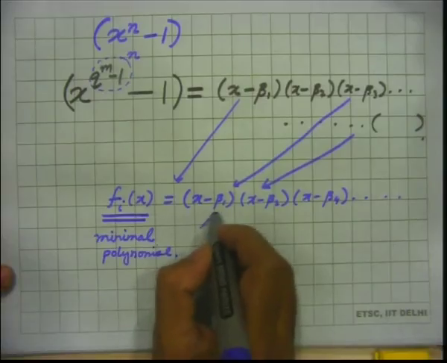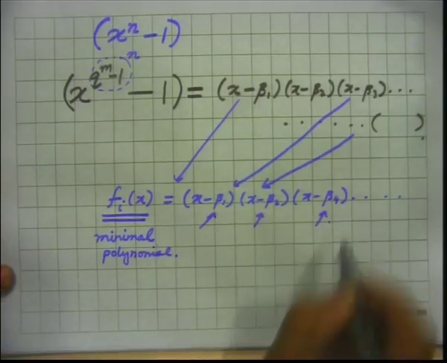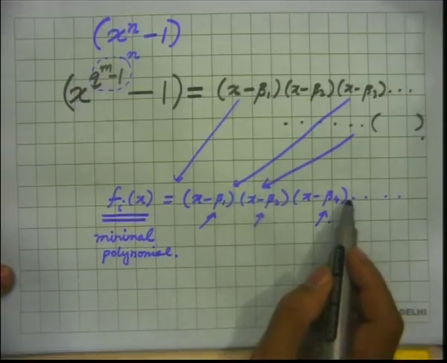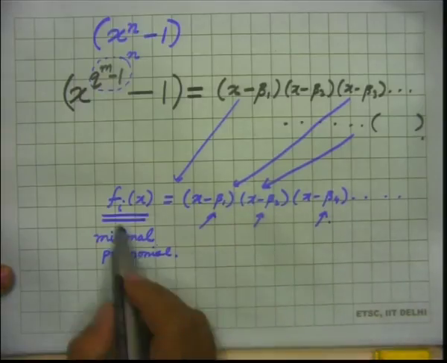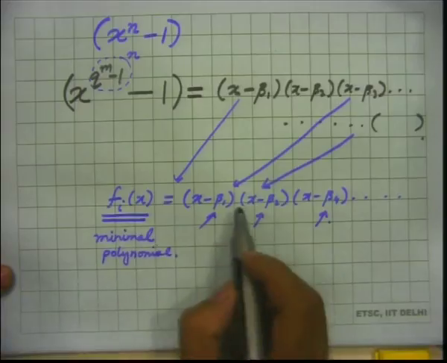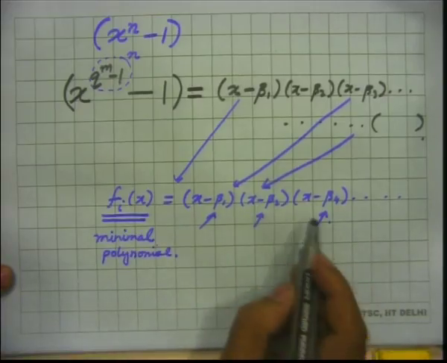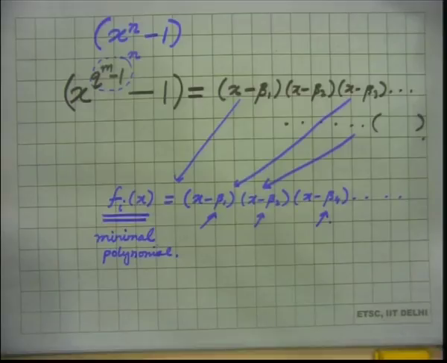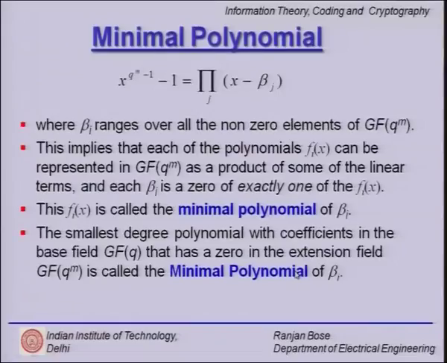Of these. So, there are several beta i's which correspond to the same minimal polynomial, and how to choose them we will discuss in the subsequent slides. Now, the smallest degree polynomial with coefficients in the base field GF(q) that has a 0 in the extension field is called the minimal polynomial of beta i.